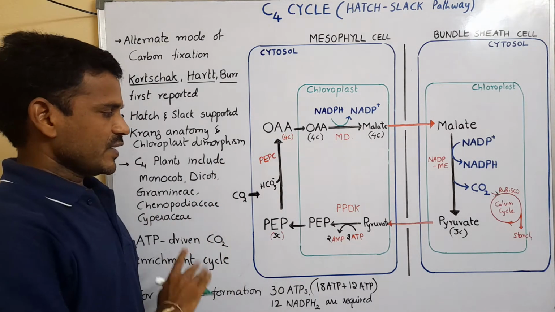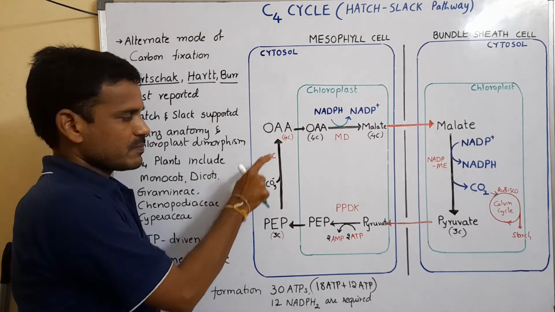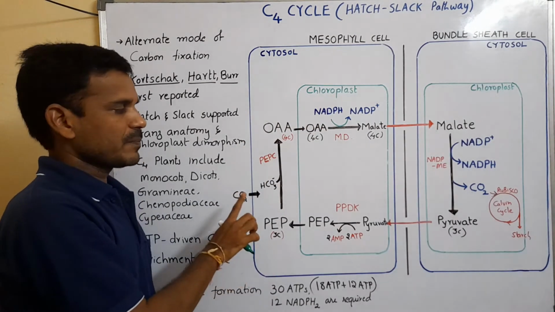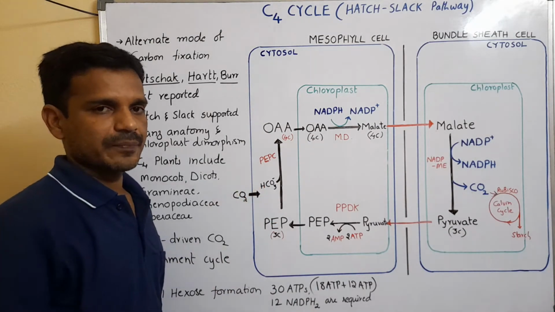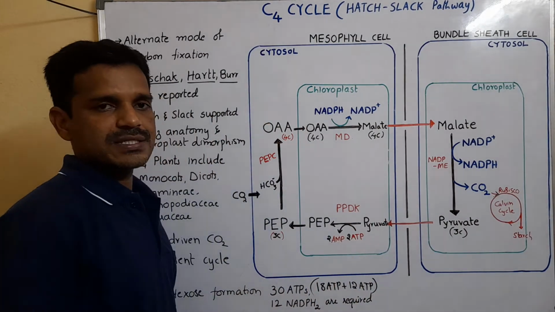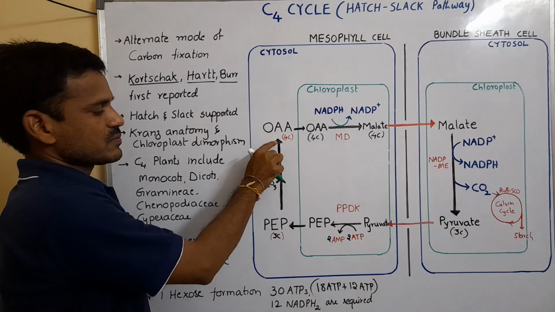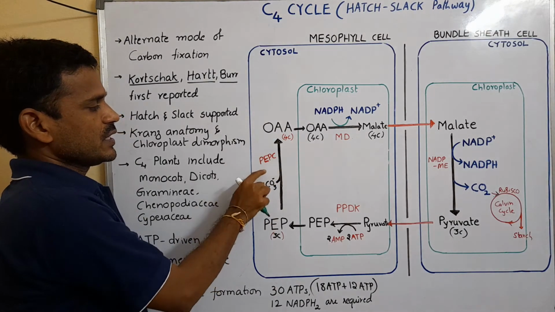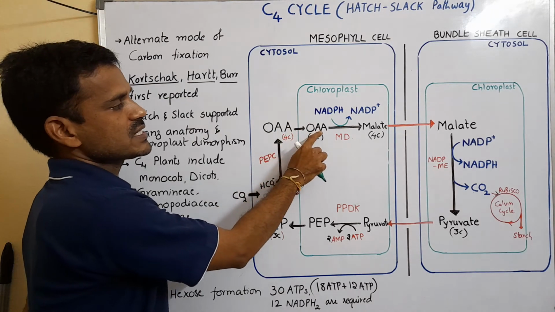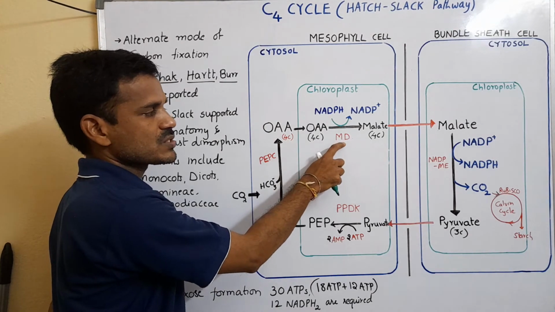So mainly here 5 steps are there. One is carboxylation, first carboxylation by PEP carboxylase enzyme. In the mesophyll cell only PEP carboxylase enzyme is present, no Rubisco enzyme. In the bundle sheath cell, Rubisco enzyme is present, no PEP carboxylase enzyme. So the first step is carboxylation by PEP carboxylase, and oxaloacetic acid is produced. Next, oxaloacetic acid is converted into malic acid. That is the second step, in the presence of malic dehydrogenase enzyme.